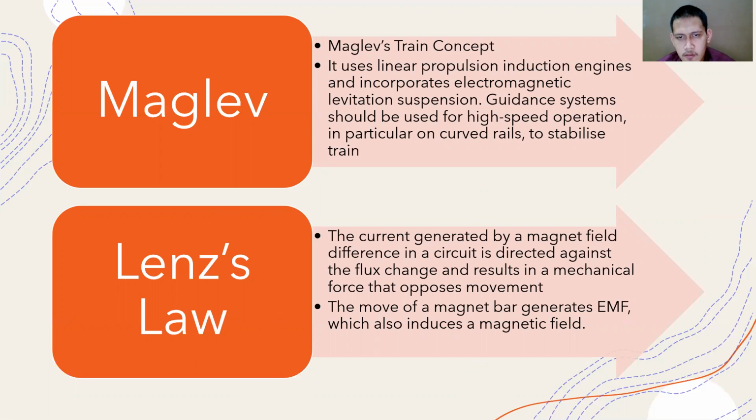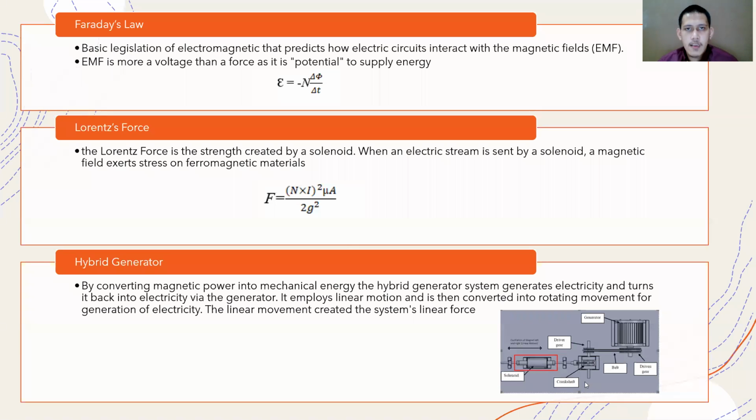For Lenz's law, which is the law that we mainly use for this development, the current generated by a magnetic field difference in a circuit is directed against the flux change and results in a mechanical force that opposes the movement. The movement of the magnet bar in the solenoid will produce an electromagnetic force, which also induces a magnetic field from the solenoid. And the next one, we use Faraday's law, which means the EMF is more a voltage than a force, as it is a potential to supply energy.